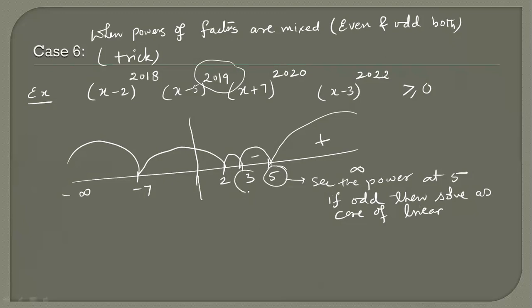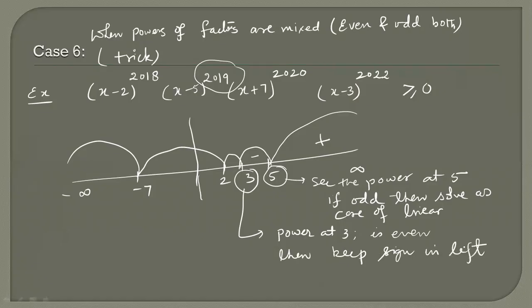Now see the power at 3. The power at 3 is even. If the power is even, then keep the sign in the left as in the right. Always remember this point. This is the trick here. If the power is even, then keep the sign in the left as in the right. So it is minus, so it will be again minus.